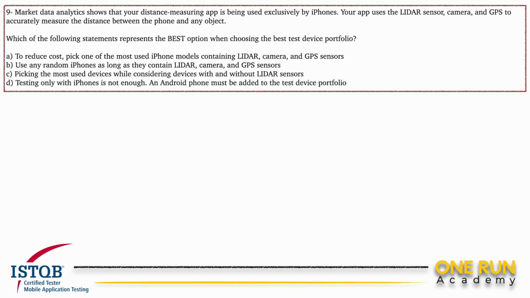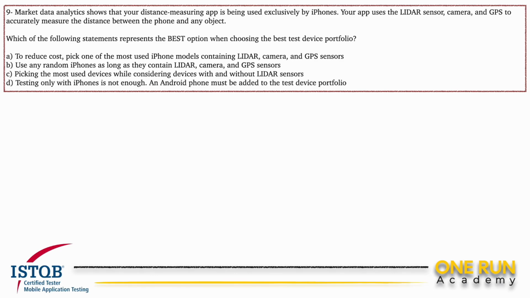Very nice. So, our app, which is a distance measuring app, is mostly used by iPhone users. Maybe because Apple fans always need to know exactly how far away they are from switching to the next iPhone. Anyways, knowing that our app uses LiDAR, camera, and GPS, we need to pick the option that represents the best approach for selecting test devices for this app.